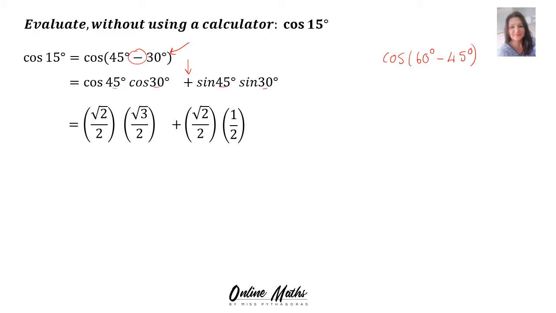Root 2 times root 3 is root 6 over 2 times 2 is 4, plus root 2 over 4. And then those two, you cannot add the numerators, so you can only write root 6 plus root 2 over 4.